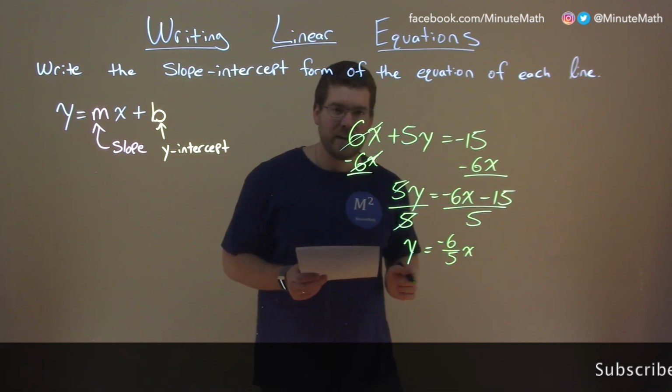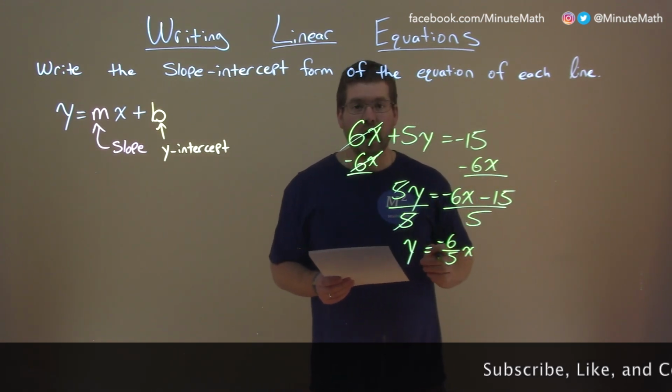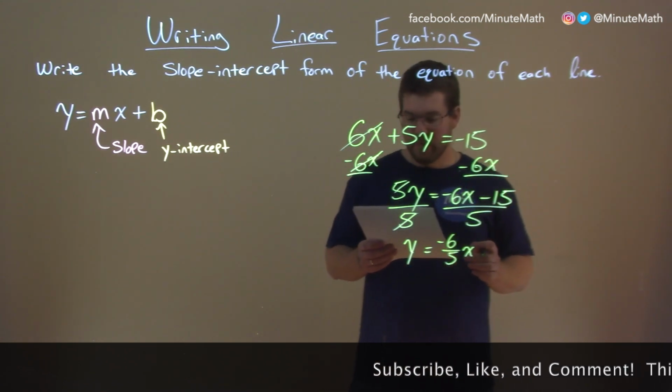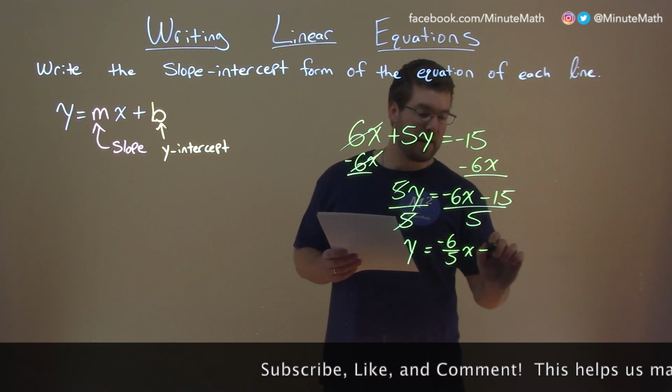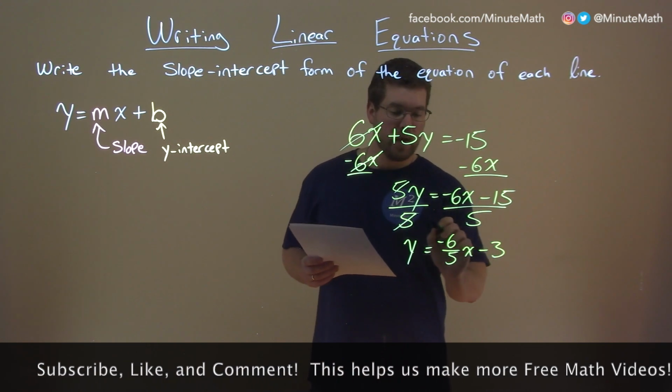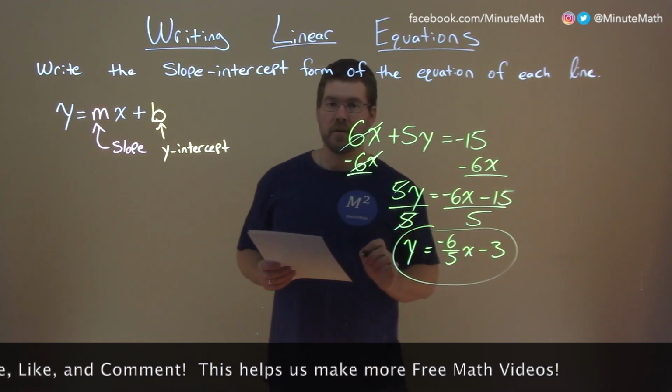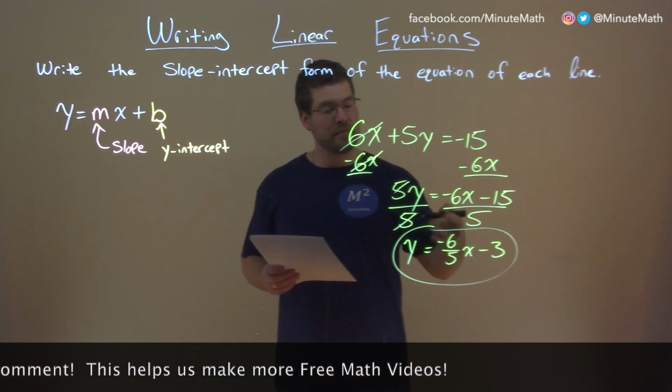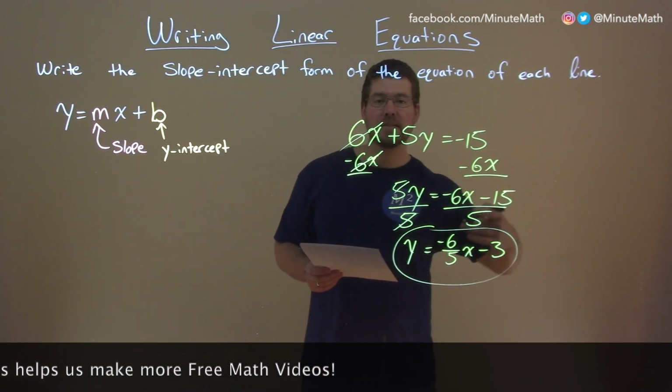Then we have negative 15 divided by 5. Well, negative 15 divided by 5 is a minus 3, or subtract 3 here. And that is our y-intercept, negative 3. So our final answer here, fairly simple, y equals a negative 6/5 x minus 3.